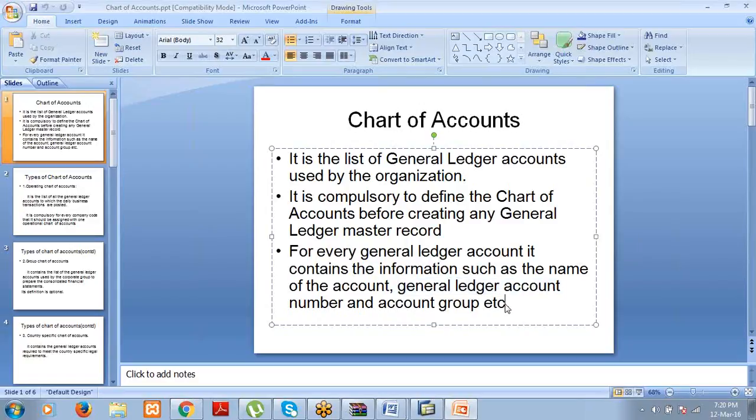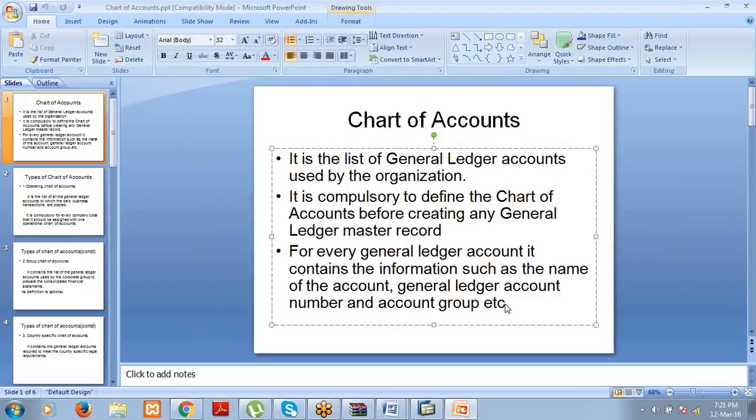Not only in SAP, in most accounting packages also, every GL account is identified with a number, right? So what is the number of each GL account? What is the name of each GL account? What is the group of every GL account? What is the maintenance language? All this information is contained in the chart of accounts for every GL account. So that is the meaning of the chart of accounts.